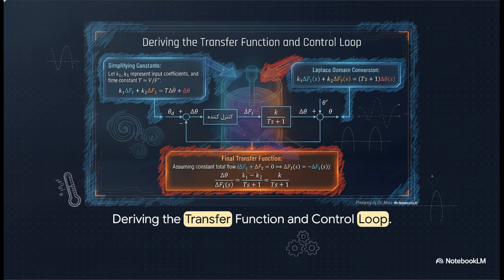And there we have it. Just look at the block diagram. Physics has been successfully translated into a highly practical control loop. Now a controller can monitor the error, adjust the flow, and seamlessly maintain our desired temperature.